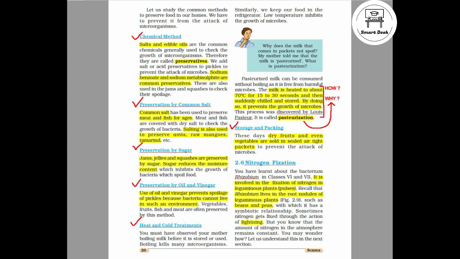And the last is storage and packing. We can pack dry fruits, and even vegetables, as maybe you have seen sold in the market in sealed airtight packets, so that microorganisms don't grow in them.